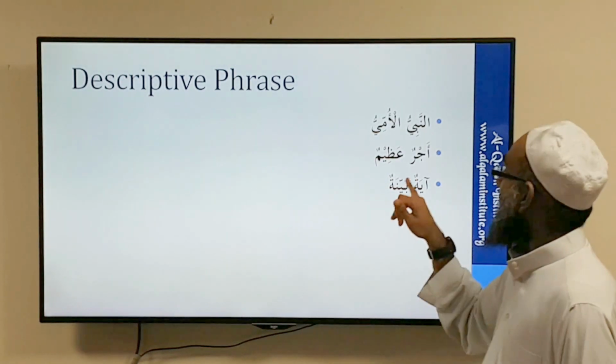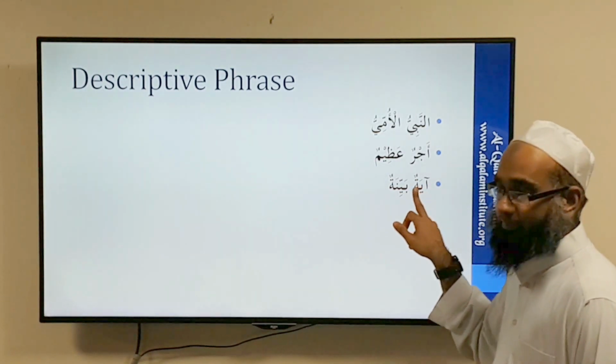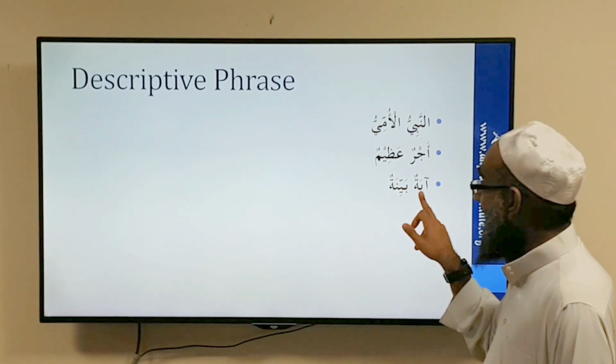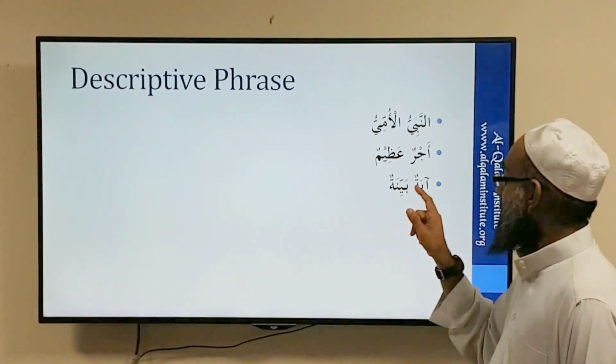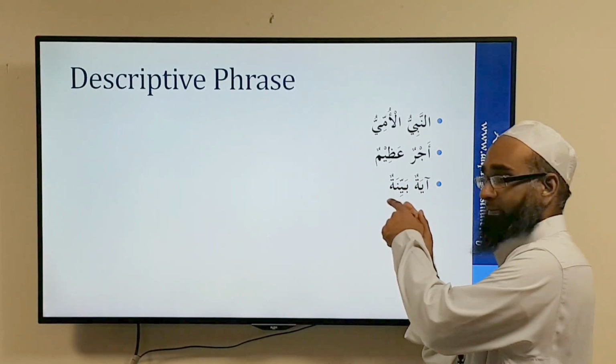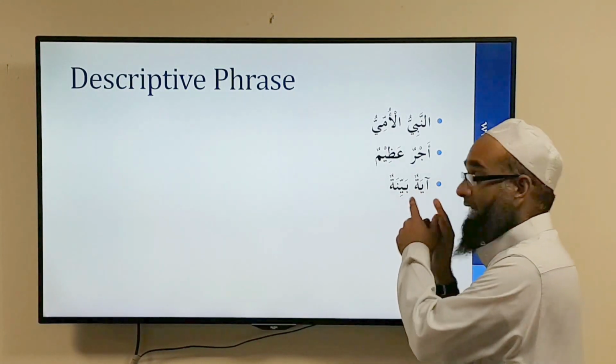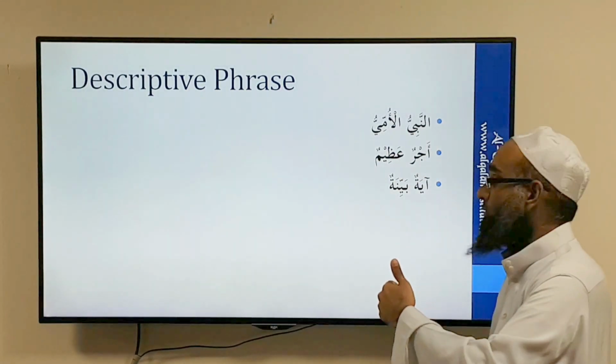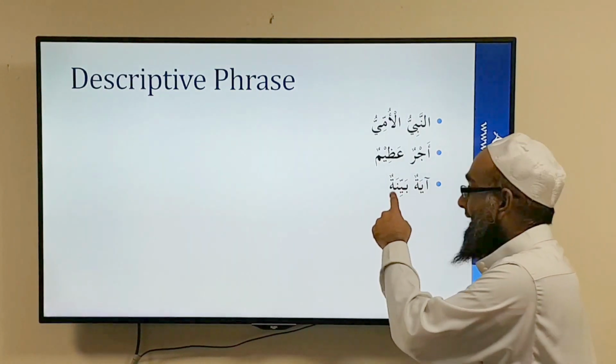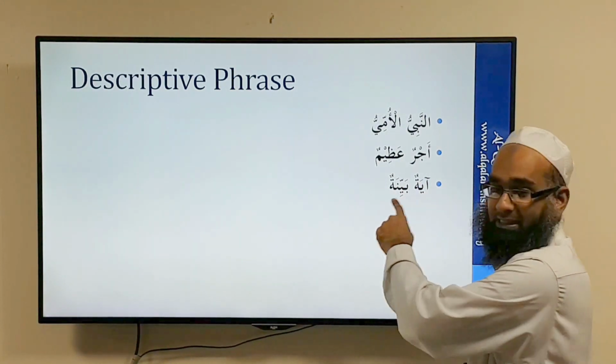So now, how do you make this into a mubtada khabar sentence? We add a definite and an indefinite. How do you make ayatun ma'rifah? Al-ayatu. Al-ayatu bayyinatun. So the translation of this phrase is what? A clear verse, or a clear sign. And if you make it into a sentence, it becomes what? Al-ayatu bayyinatun. The verse is clear.